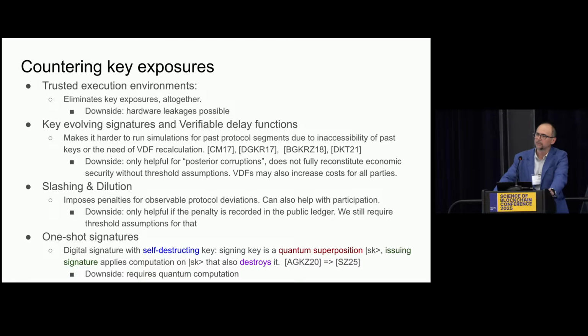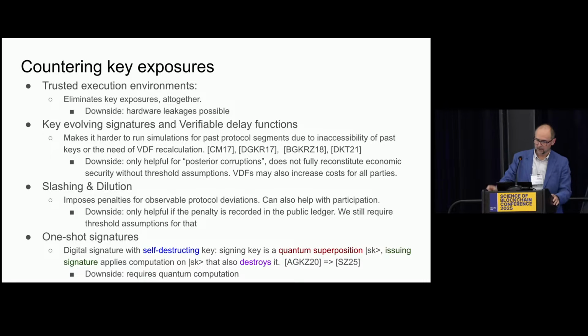A similar thing happens with slashing and dilution. Slashing is basically applying penalties in case of protocol deviations that in a way reduces the absolute stake of the attacker, while dilution is the act of reducing the reward so the relative stake over time is being diminished. In both cases, these actions make sense if these are recorded on chain. In this case we still need some threshold assumptions for economic security.